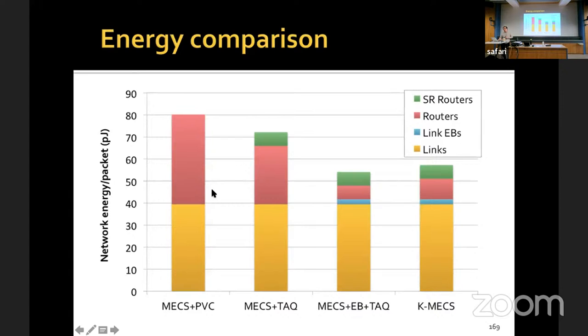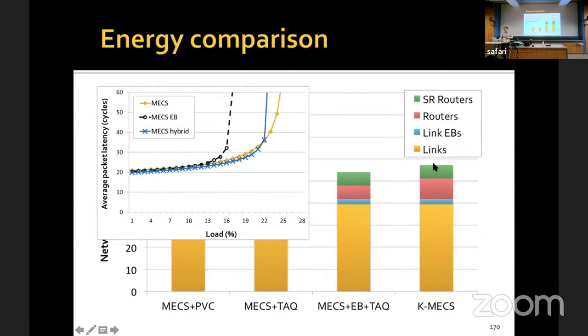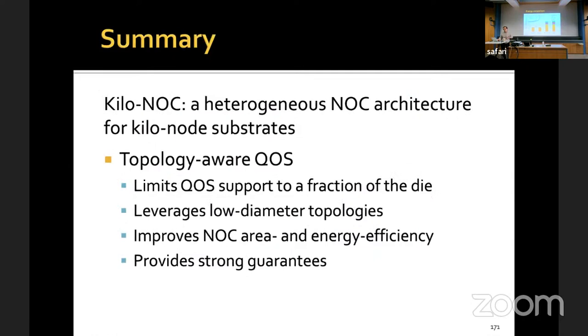This is energy, as you can see. And these are different intermediate stages that I'm not going to talk about. This is quality of service support in every router plus MECS. And this is Kilo-NOC, as we have discussed. You can see that the energy is much lower. And based on the traffic pattern, you can also see this.